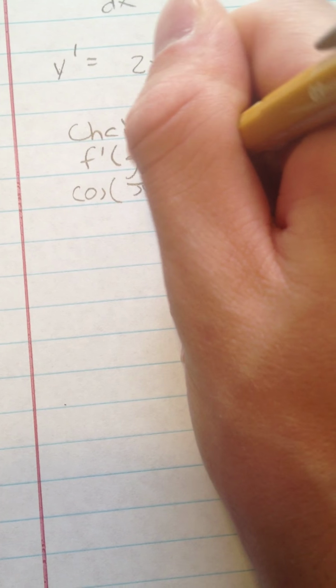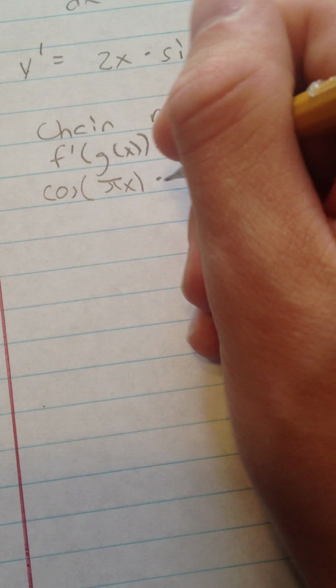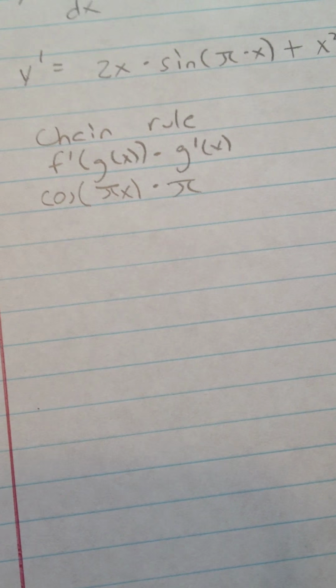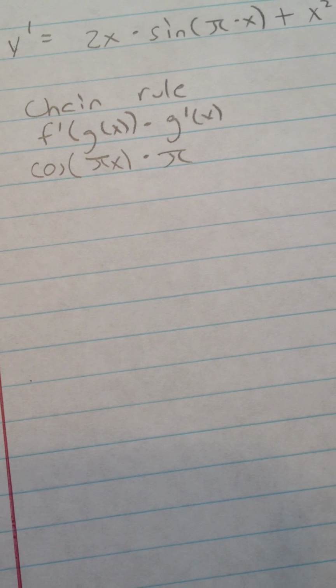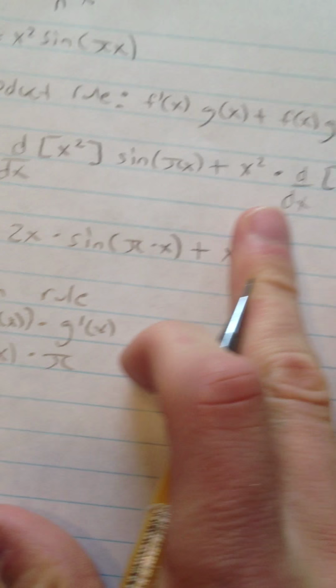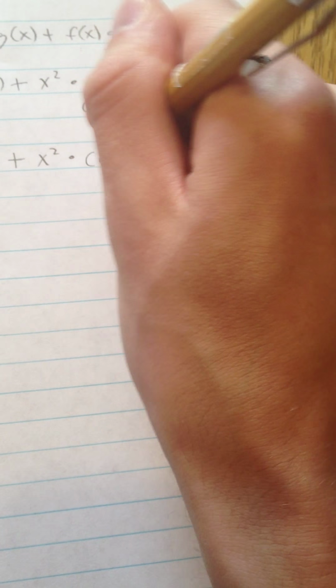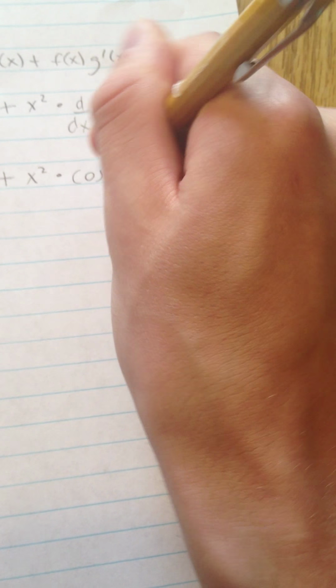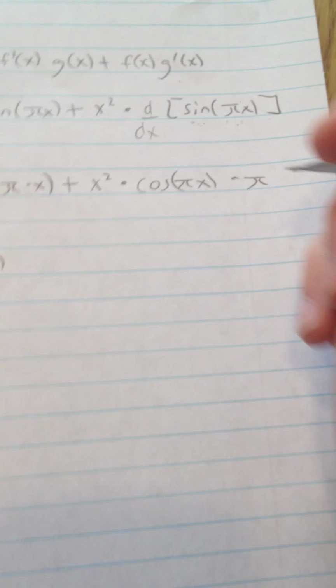So here we have derivative of sine is cosine times the inside, which is pi times x. We're multiplying that by the derivative of the inside, which is just pi, because the x will disappear when you subtract the one from the exponent. So we got that. So cosine of pi times x, times pi.